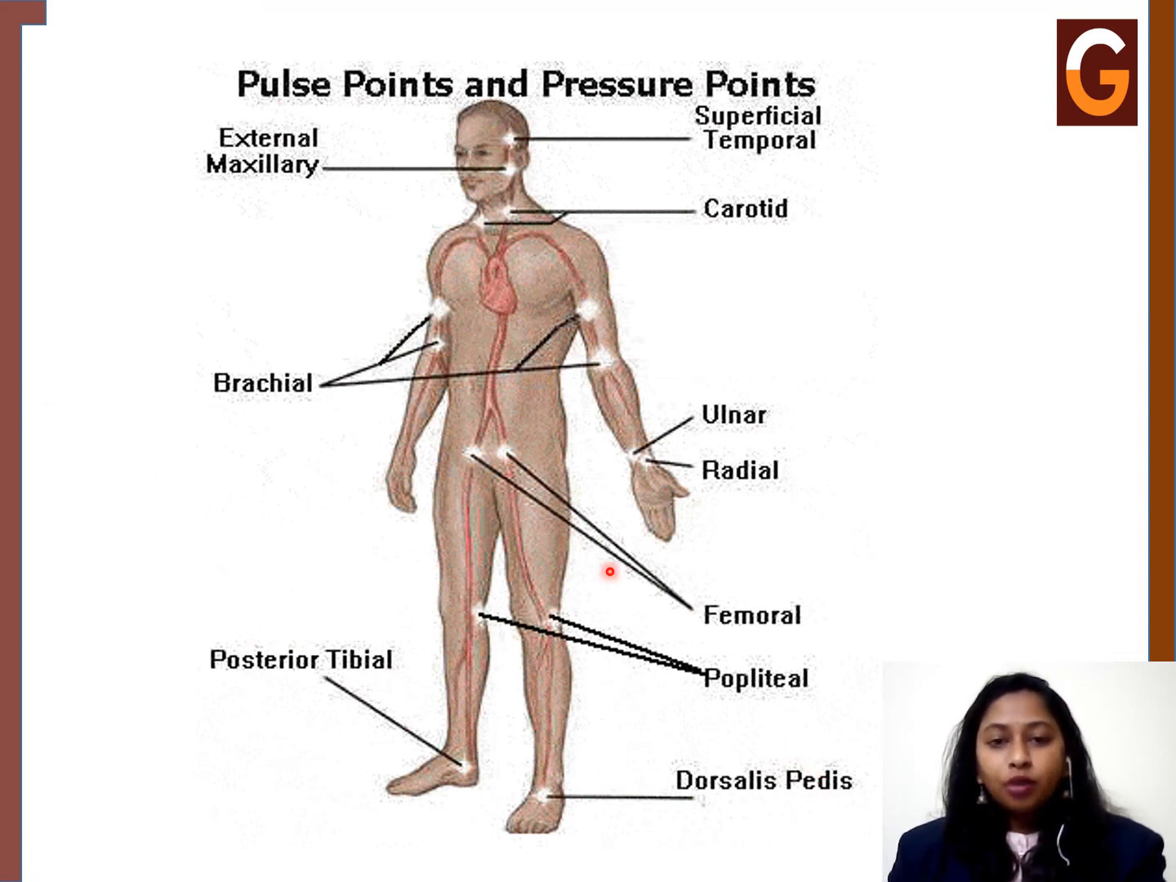So the main important artery, or pulse, that we can get is the radial, which is on the side of your thumb.